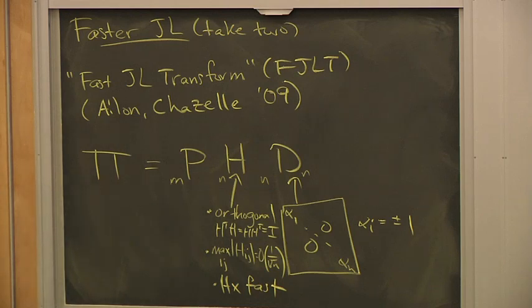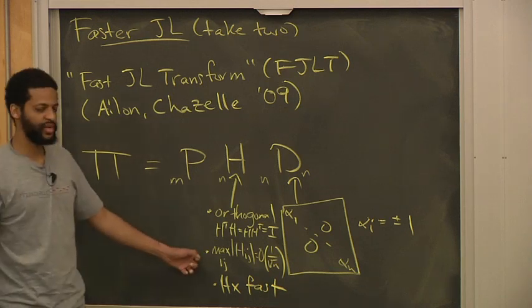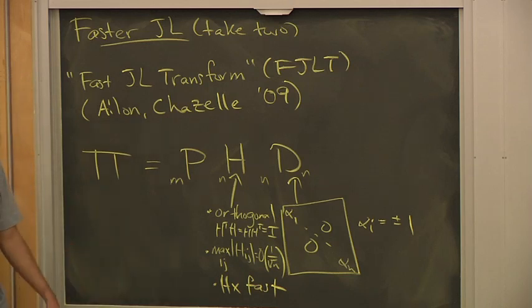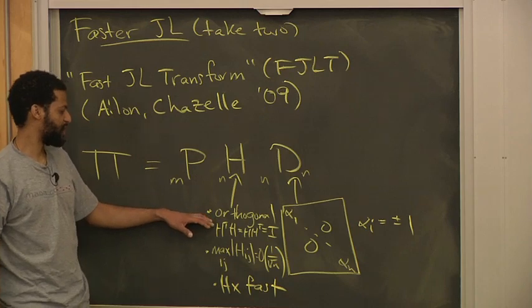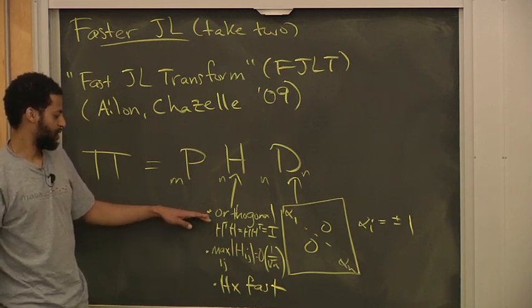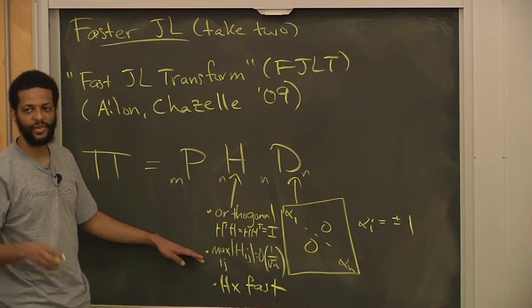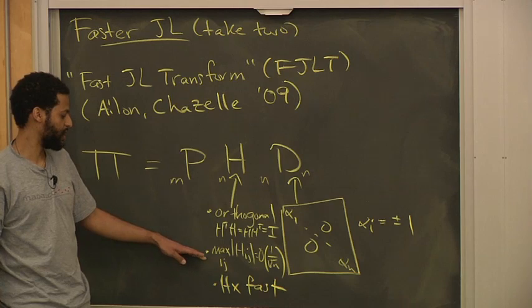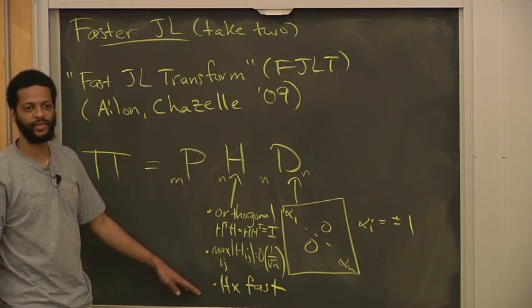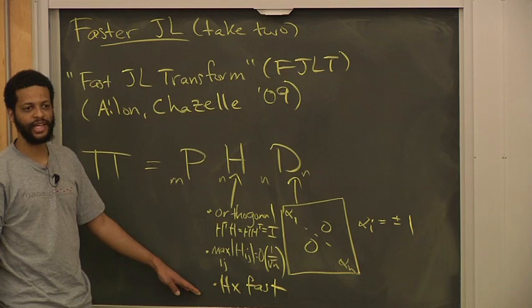Okay, so do people know such an H? The identity doesn't have the second property, that's right, but it does have the other two. One such H is the discrete Fourier transform. The discrete Fourier transform is orthogonal. Each entry is something like e to some complex number over root n, so all the magnitudes are 1 over root n. And you can compute Hx using the fast Fourier transform, so that's n log n time.